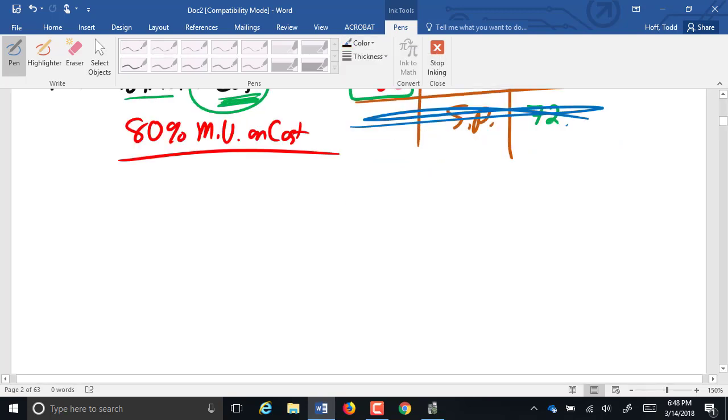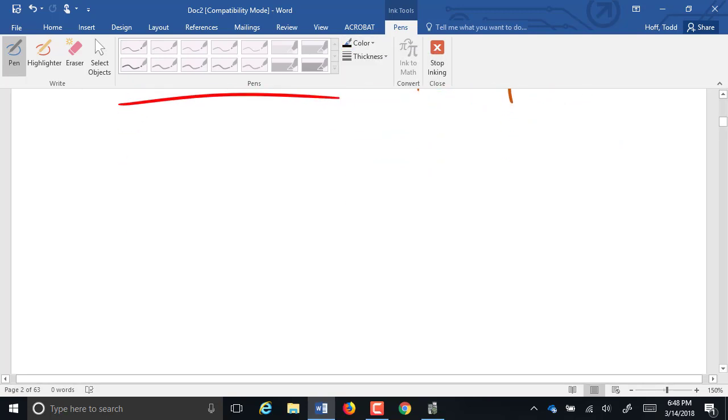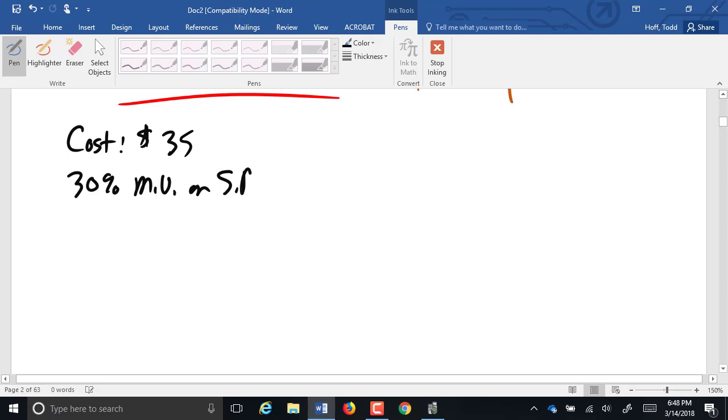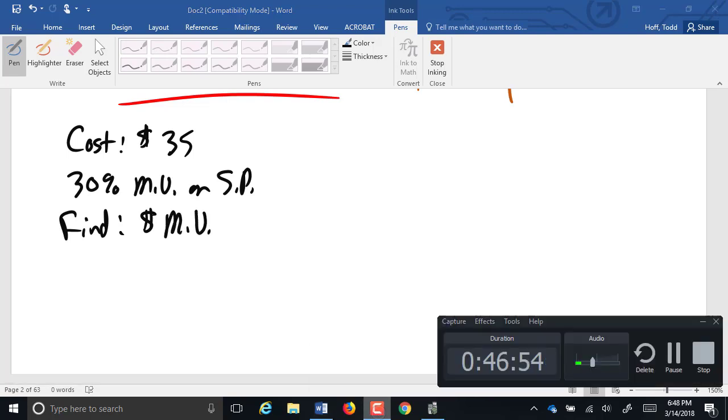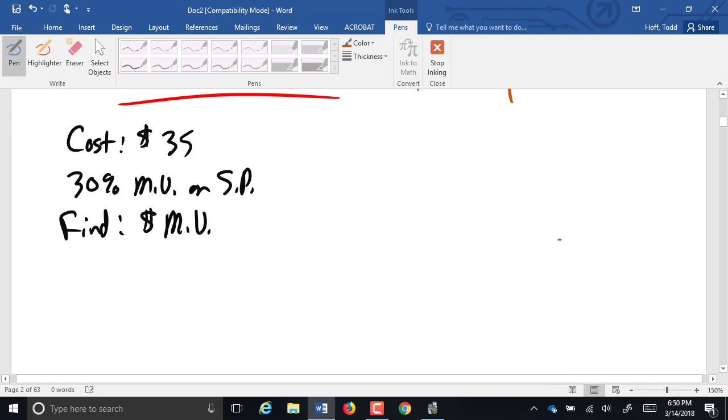Let's try another one. We have a cost of $35. We have a 30% markup on selling price. Find the dollar amount of the markup. I'll give you a minute on that.